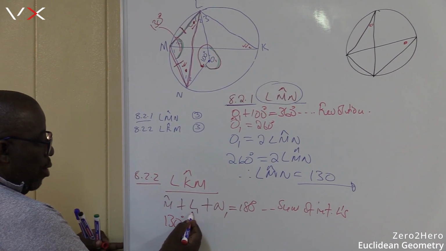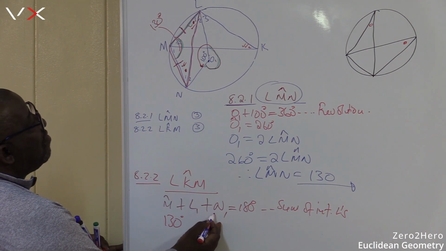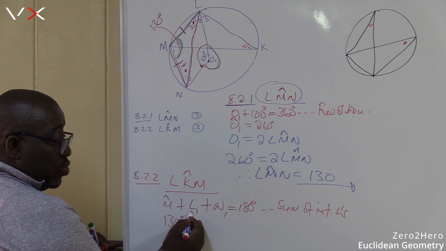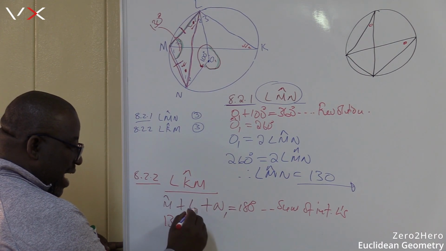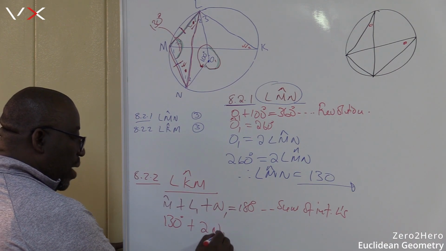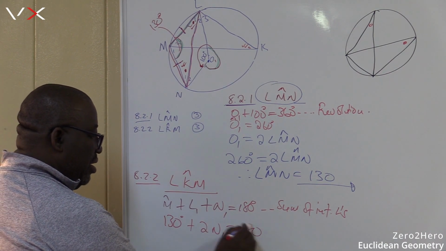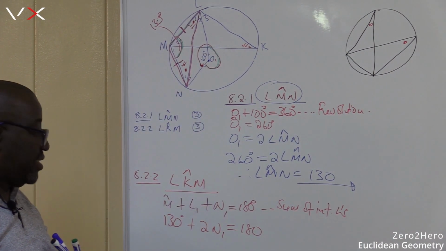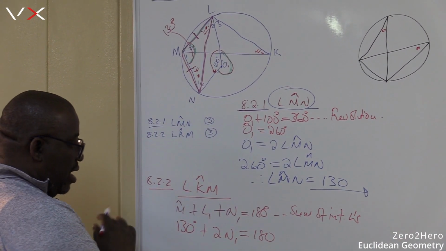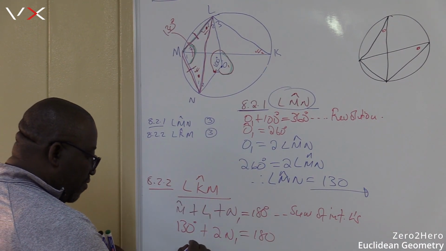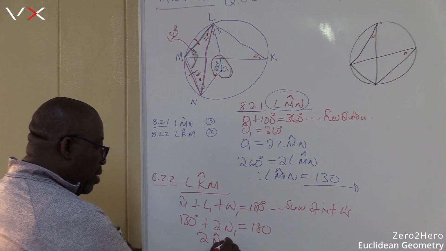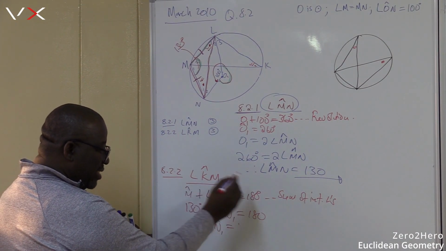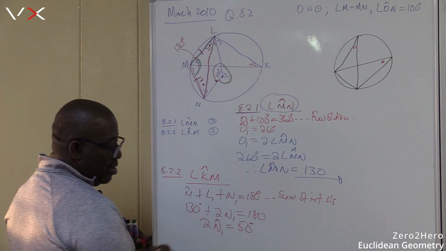Instead of writing L1 plus N1, if I'm looking for N1, you can call this L1 as N1 as well. So it's N1 plus N1, which is 2N1, equals 180 degrees. These two are the same because they are angles opposite equal sides. Take 130 to that side, and we're going to have 2 angle N1 equals 180 minus 130, which equals 50 degrees.